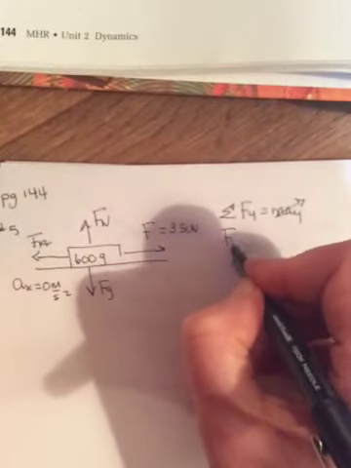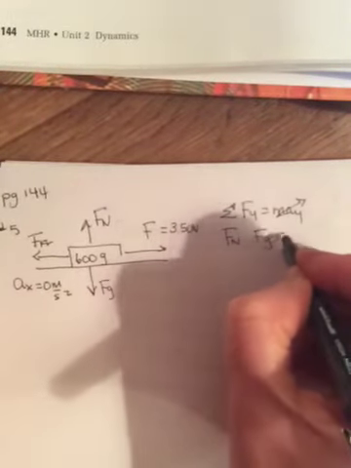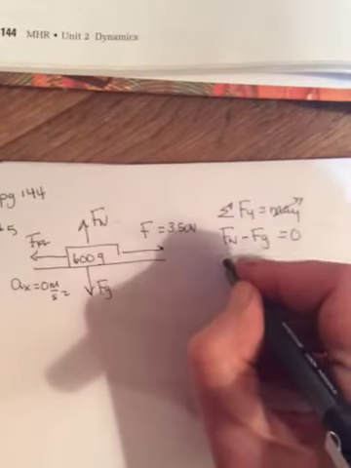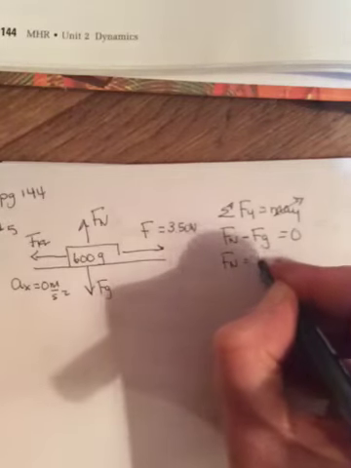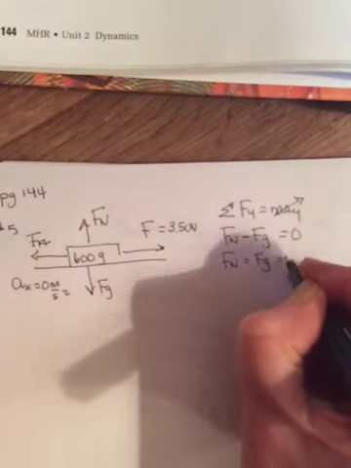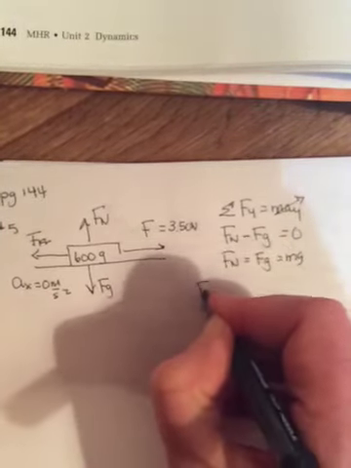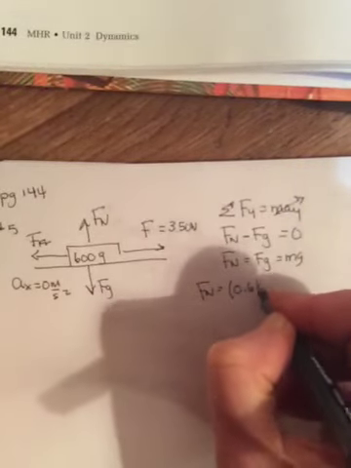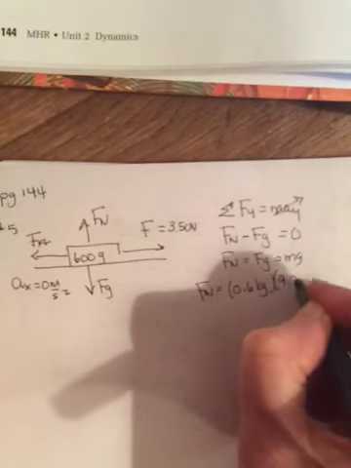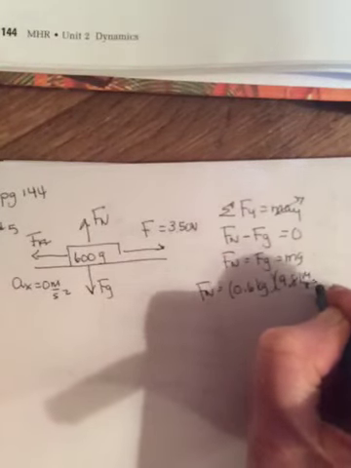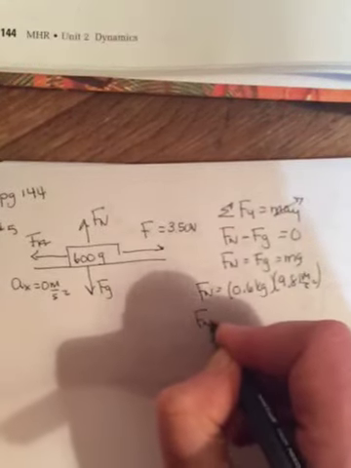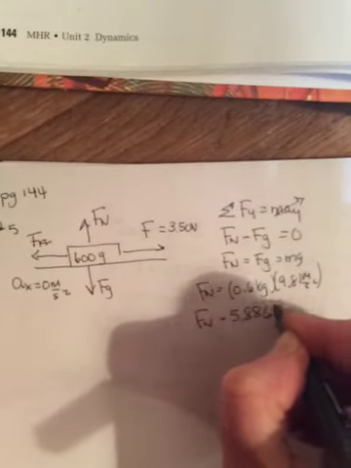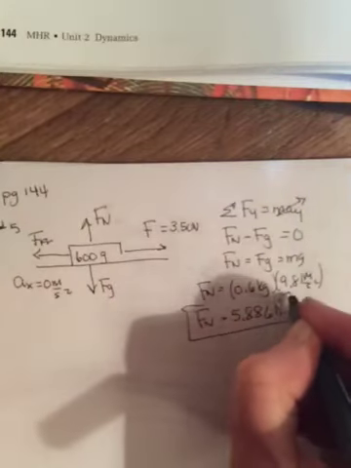So we have Fn and we have Fg. Fn is going up, Fg is going down, so let's call down negative. So Fn equals Fg equals mg. So Fn equals 600 grams, which is 0.6 kilograms, times 9.81 meters per second squared. And so that will give us an Fn of 5.886 newtons for part A.